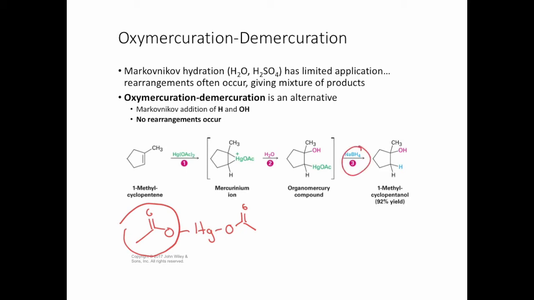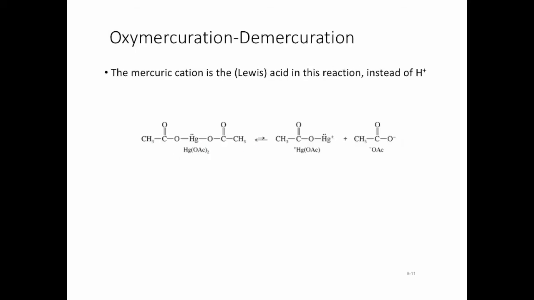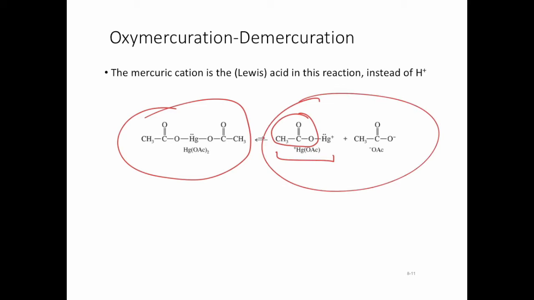And then sodium borohydride, which is a boron with 4 hydrogens attached with a negative charge, is going to remove the mercury and replace it with a hydrogen. So first of all, the active mercury species is actually this species with just one acetate group on it. So this is the reagent you would get off the shelf and you would add to your flask, but in solution it's going to be in equilibrium with these two forms, and this is the form that's going to be active.